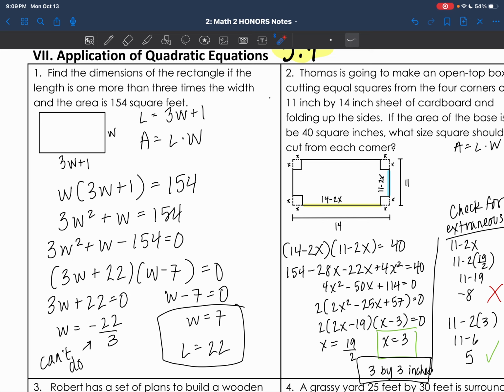Well, that doesn't make sense to have a negative for a width, so we can't do that one. But we can add 7 to get plus 7. So this does work. And now we know w is 7. Now you just substitute it in, and you go 3 times 7 plus 1. And that's where we got the 22 from. Alright, so then finally, it wants to know the dimensions. So we know we answered the question being asked.